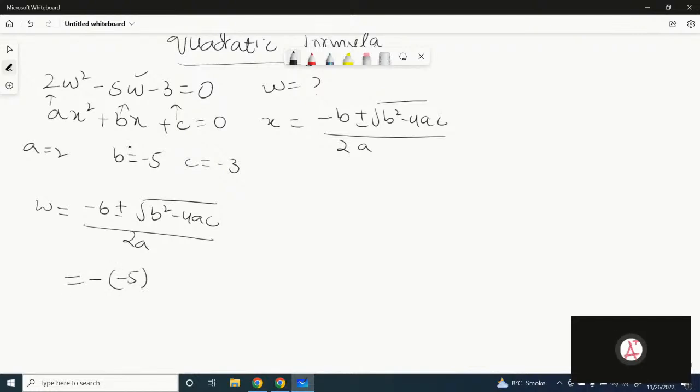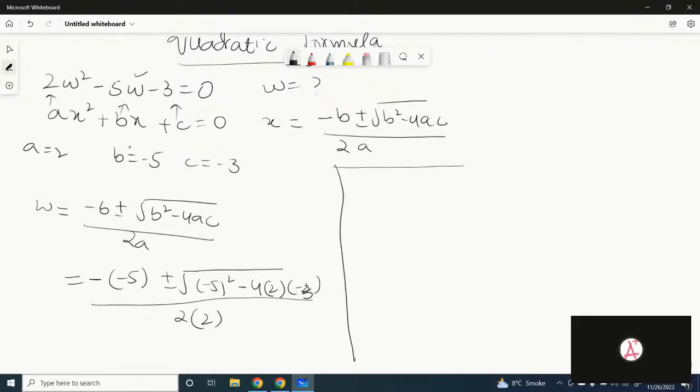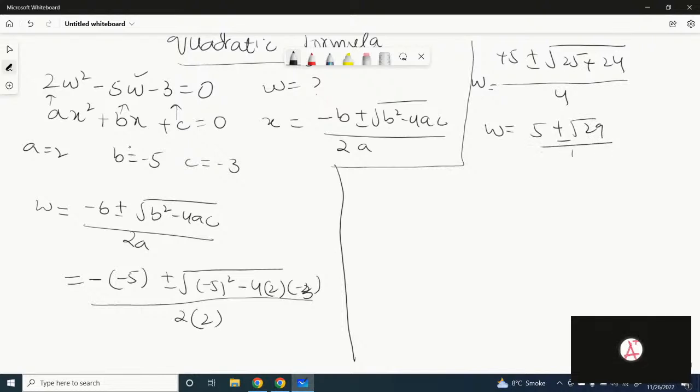Negative b is negative 5 plus minus square root of negative 5 square minus 4 times a is 2, c is negative 3, and divided by 2a is 2. Okay, so it would be negative times negative 5 is positive 5 plus minus 5 square is 25, minus minus plus 3 times 2 is 6, and 6 times 4 is 24, and divided by 4. Got it? Okay, it would be w equals 5 plus minus square root 29 divided by 4.